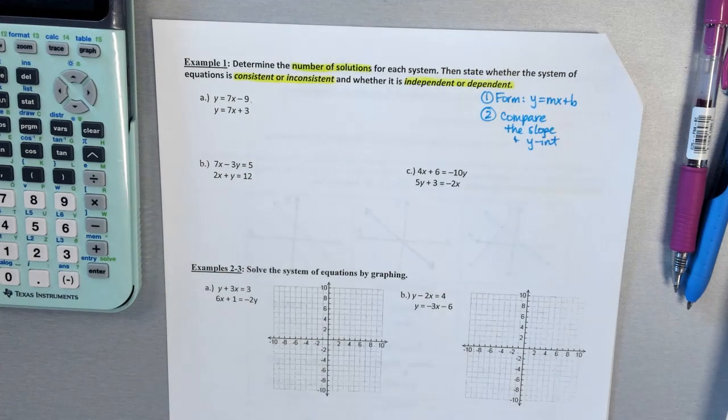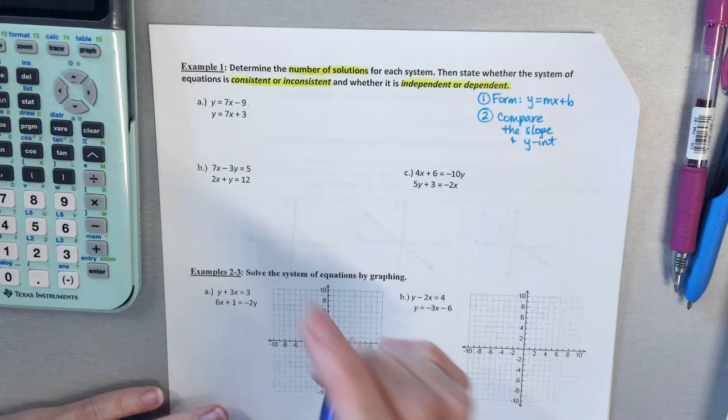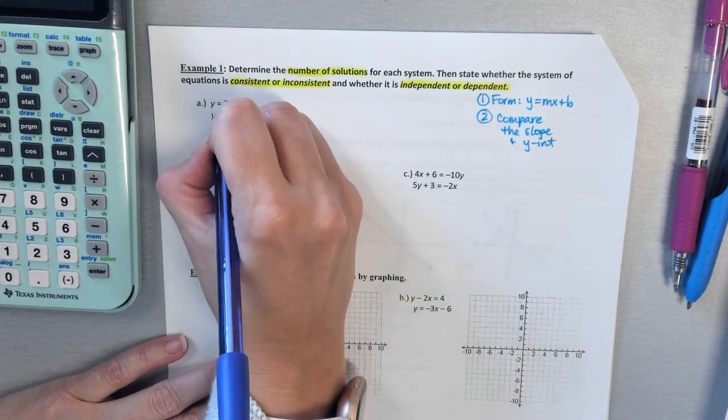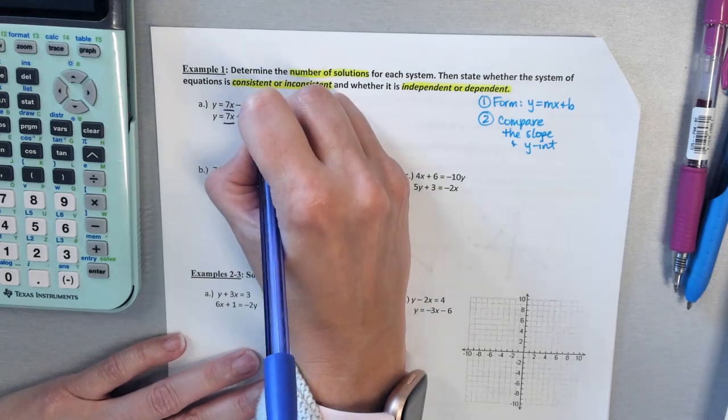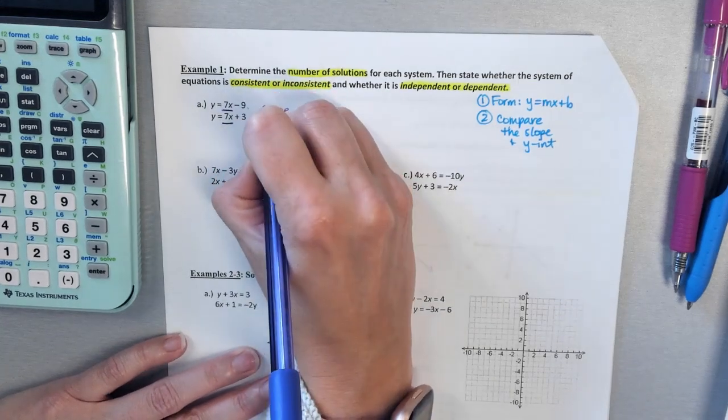Okay, so for A, you already have those in the proper form, y equals mx plus b, y equals mx plus b. So we're just going to look at the slope. Are the slopes the same or different? Same. Y-intercept the same or different?